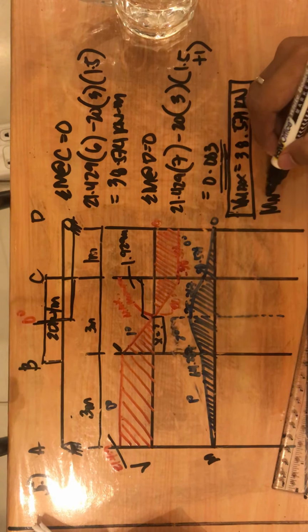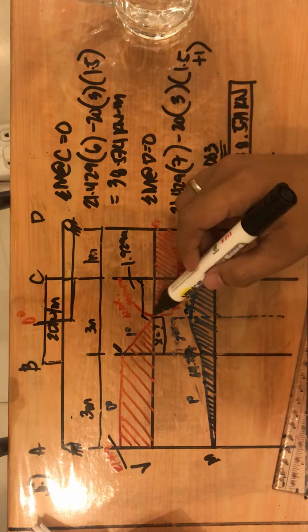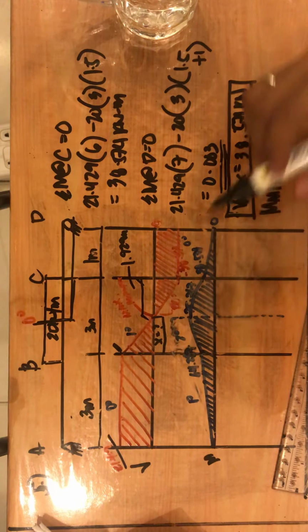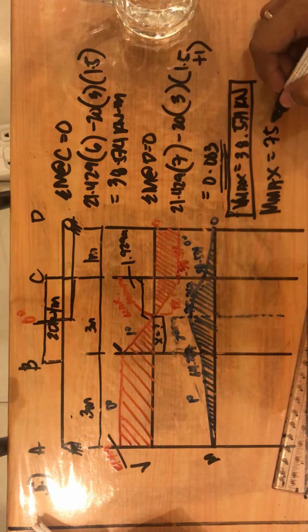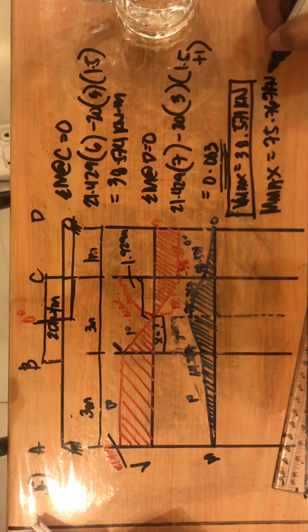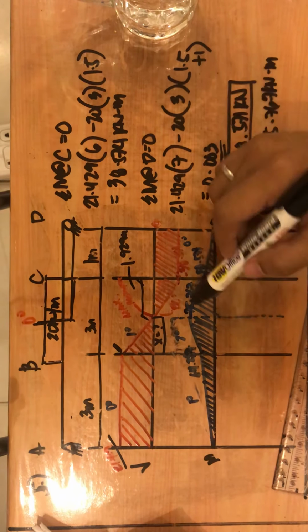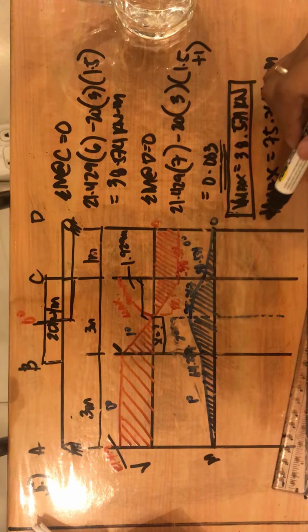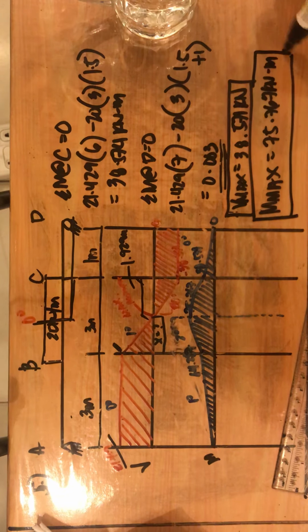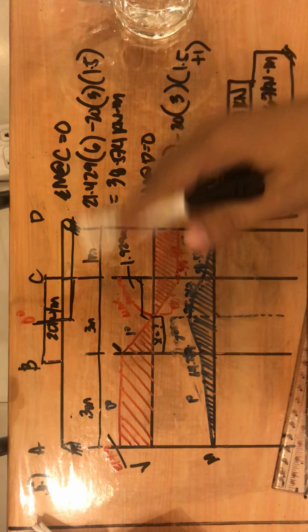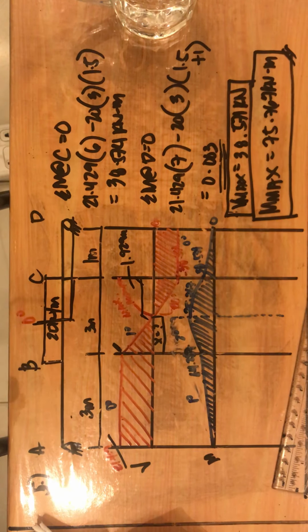Then the maximum moment is clearly at the zero shear. What is our maximum moment? 75.767 kilonewton meter. Let's just check that it is 75.767, but this is our maximum moment. So that's it for problem number 5, the shear and moment.